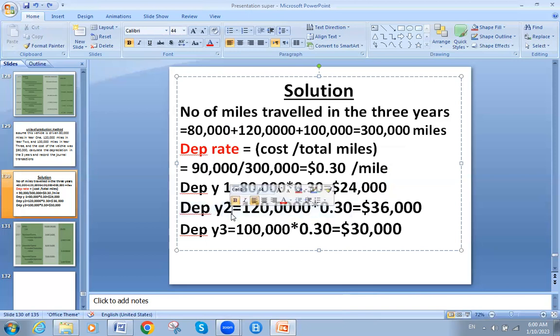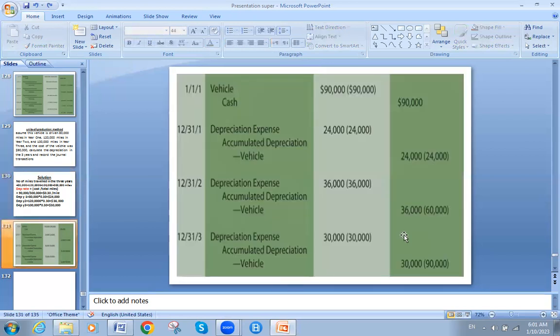Depreciation for year two will give me 120,000 times 0.3, that will give me $36,000. For depreciation for year three, that's $100,000 times 0.3, that will give me $30,000. So this is the annual depreciation for each year based on the number of units of production.